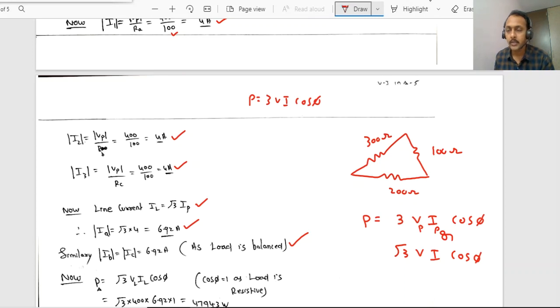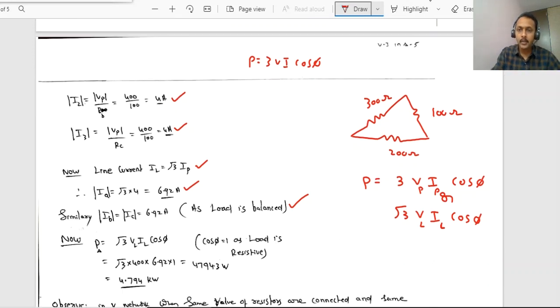Or sometimes they will substitute the line values. Then they will get the wrong answer. If you have used 3, then the voltage and current values must be phase values. If you have used root 3, then this voltage and current must be the line values. Please keep in mind, root 3 VL IL cos phi or 3 times V phase I phase cos phi. Both the things are correct only.